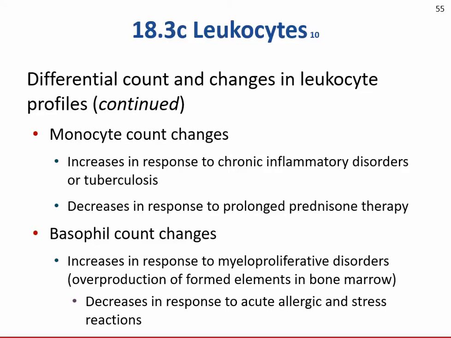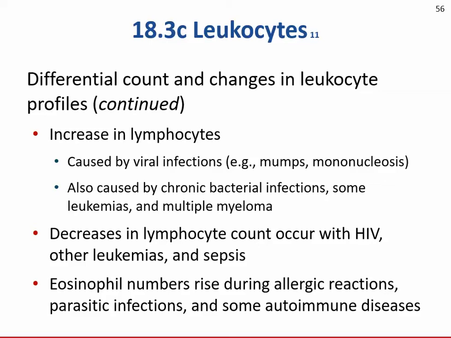Basophils, allergies, stress. So all lymphocytes go up with viral infections, etc. Eosinophils during allergic reactions, which is antibody, or parasitic infections. Autoimmune diseases often do this. So things like lupus and rheumatoid arthritis.